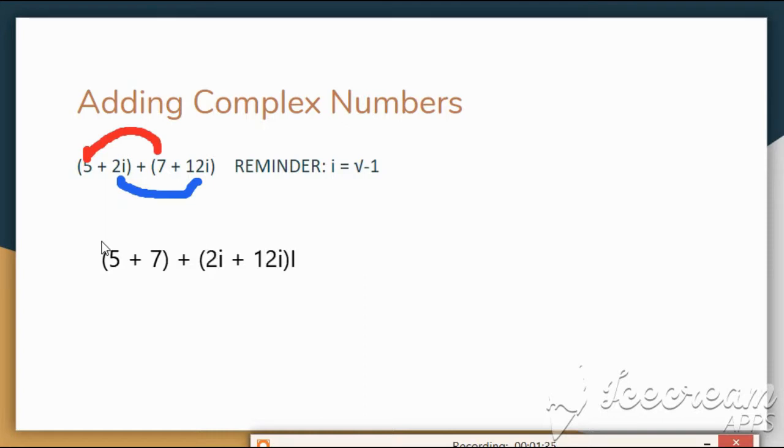Now, what we simply have to do is combine these terms together. 5 plus 7, that's obvious, that gives us 12, but when we're combining imaginary numbers together, the key rule here is just to add the number before the i. So it would simply be 2 plus 12, and then you put the i afterwards. So we would get 12 and 14i, and that's our answer, 12 plus 14i, remembering to put the real number first and then the imaginary number.